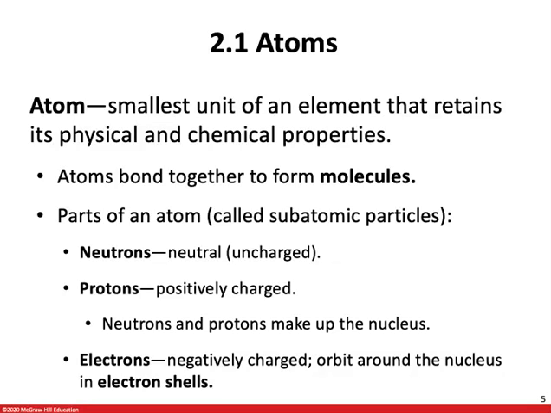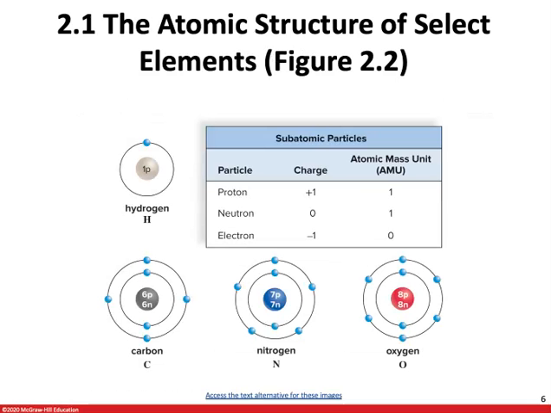For all of our different subatomic particles, our neutrons, protons, and electrons, I want you to know where they are located and what their charges are. So these are the 3 types of subatomic particles that we're going to focus on in class. Like I said, they're differentiated by their charge, mass, and location. The very first that we're going to discuss is the protons.